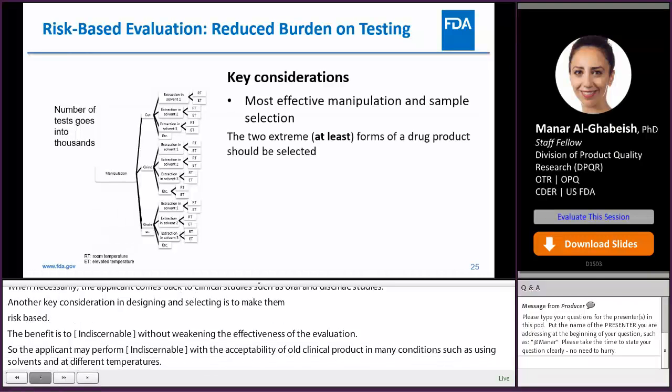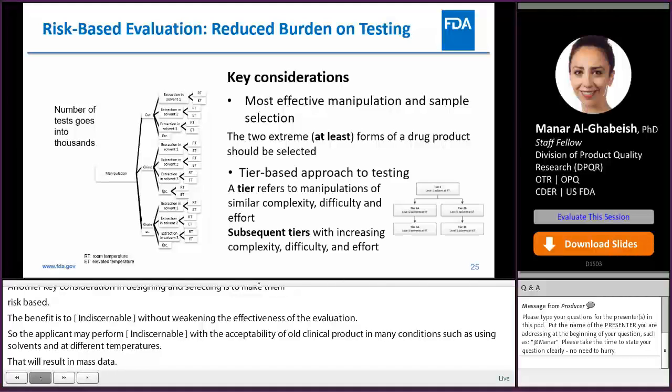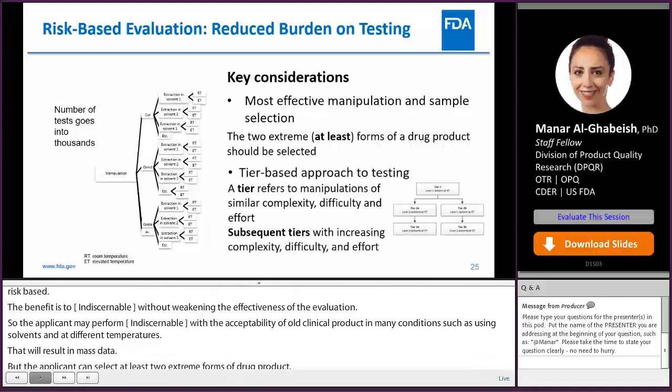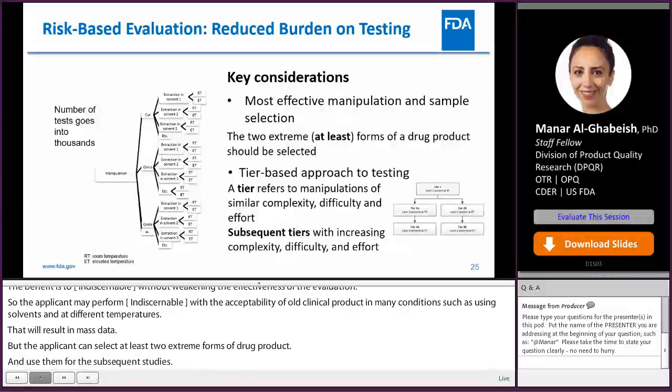On the other hand, based on abuse risk, the applicant can select at least 2 extreme manipulation forms of the drug product, which are the intact product and the most effective manipulated form, and use them for the subsequent studies. Also, the subsequent studies like extractability can be performed on a tier-based approach, in which R and T are tested using the same condition in one tier, and if they didn't fail, then the applicant can move to a tier with a more complex or difficult conditions.